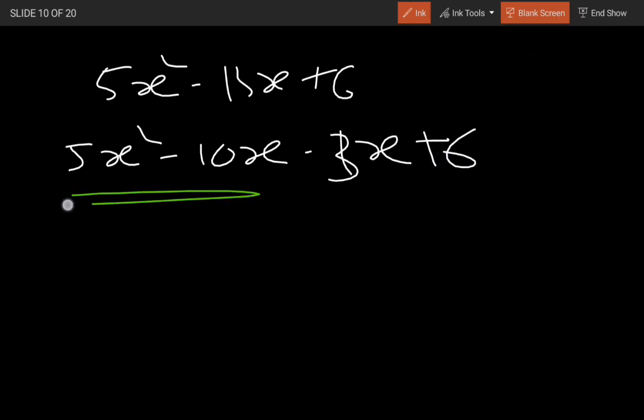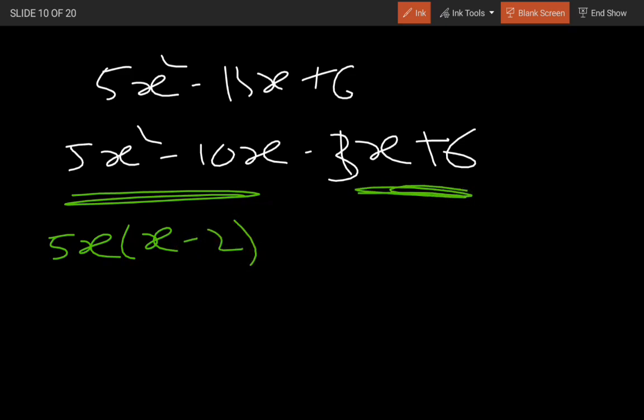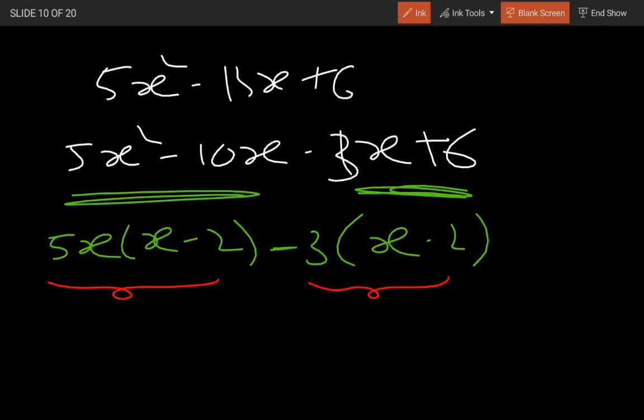Now from these two terms, if we take minus 5x as a common term, we will get x minus 1. From these two terms, if we take minus 4, we will get x minus 1. Again, from these two terms, if we take x minus 1 as common, we get x minus 1 into minus 5x minus 4 into 3.